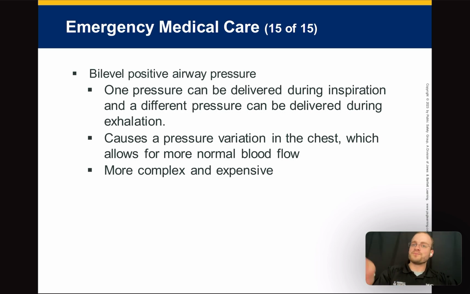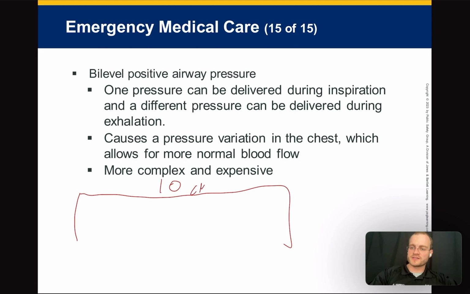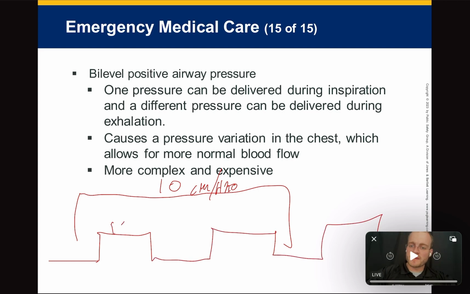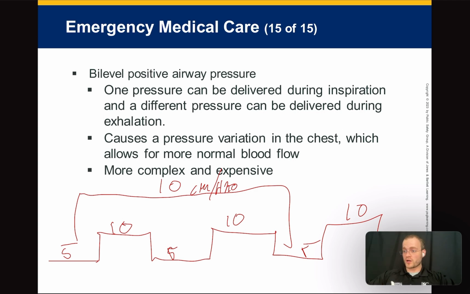There's this thing called bilevel. So real quick, CPAP is a constant pressure. And let's just say we set it at 10 centimeters of water. Well, there's this thing called bilevel, and the trade name is called BiPAP, that looks like this. So it goes like this. And so this might be 10 centimeters of water, and this will be 5. And so as you can imagine, if you're breathing out against 5 centimeters of water instead of 10, it's a lot more comfortable for the patient. So BiPAP is more comfortable.